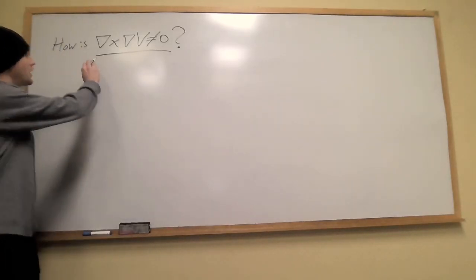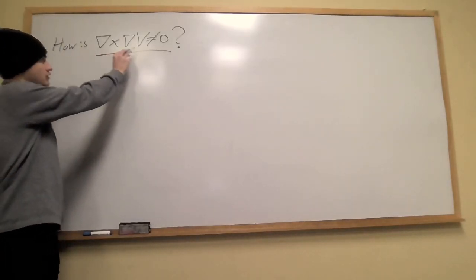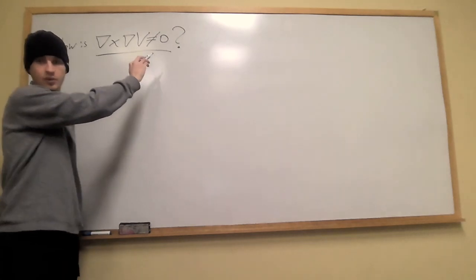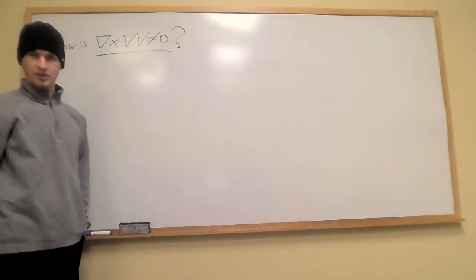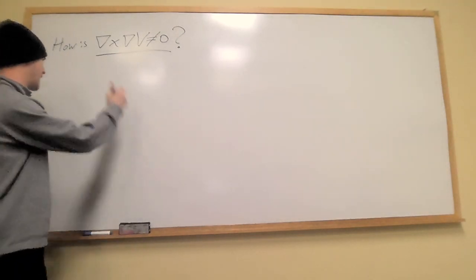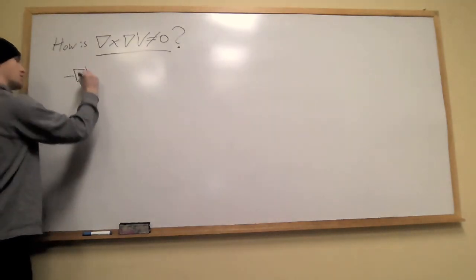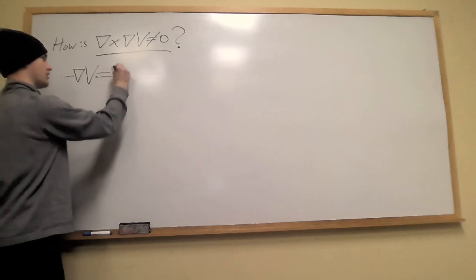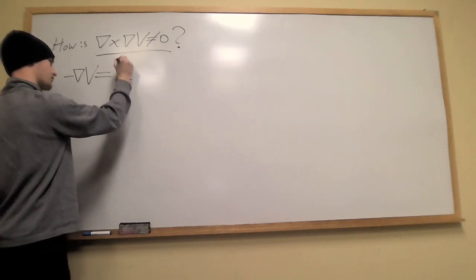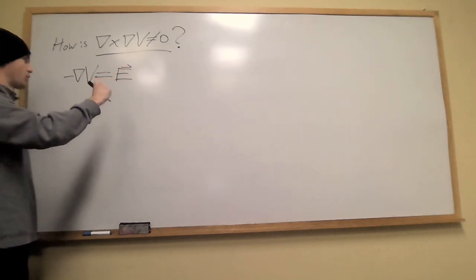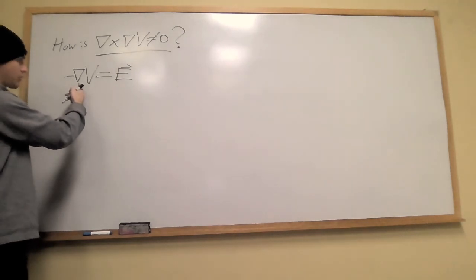So how is the curl of the gradient of voltage not equal to 0? This is a predicament that comes up from the Maxwell equations, where we can show that minus gradient of voltage equals the electric field. And you can check the units for this if you want. The spatial derivative operator will just divide it by length.